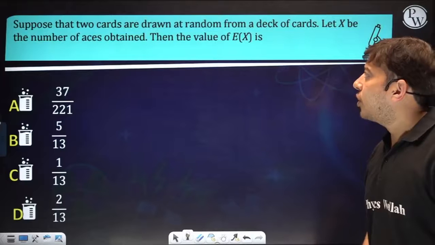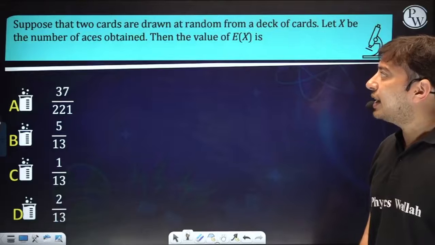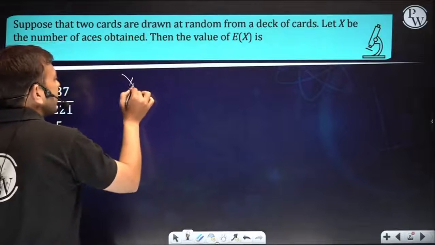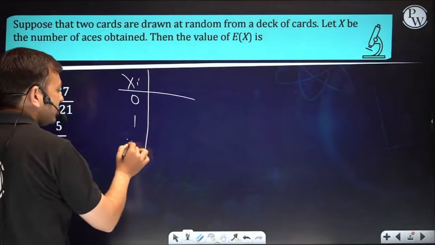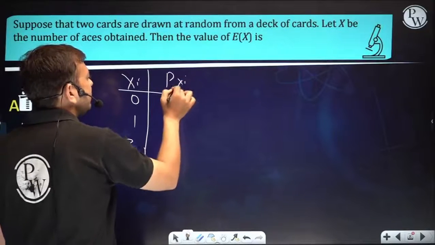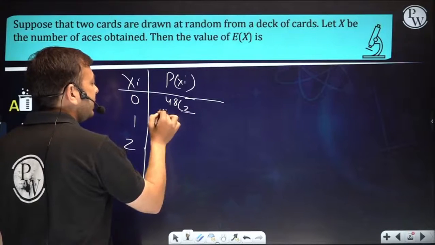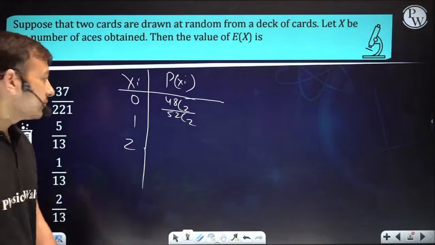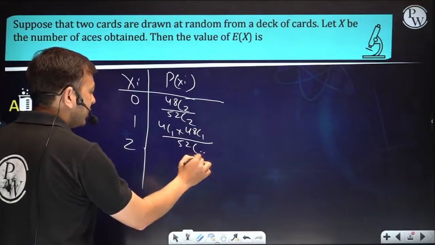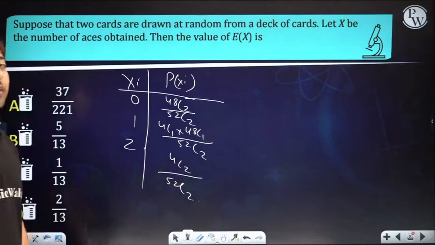Suppose that 2 cards are drawn at random from a deck of cards. I hope everyone knows what the cards are. Let X be the number of aces obtained. Then the value of E of X is? 2 cards, so your number of aces can be 0 ace, 1 ace or 2 aces. In total we have 4 aces. So p(xi): 0 ace means out of the 48 I take any 2, 48C2 by 52C2. 1 ace means 4C1 into 48C1 by 52C2, and 2 aces means 4C2 by 52C2.